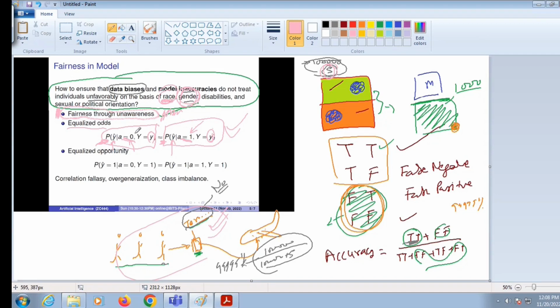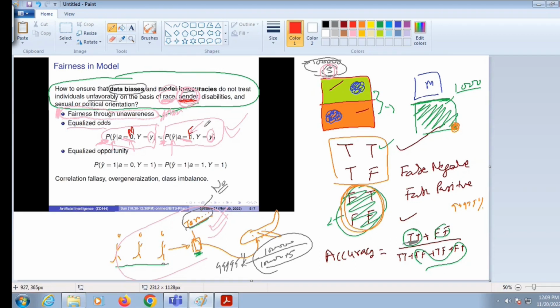Does it make sense? Are you able to understand this? Sir, what is A here? Yes, A is the attribute for which we want to bring fairness. For example, with respect to gender, A is equal to male and A is equal to female.